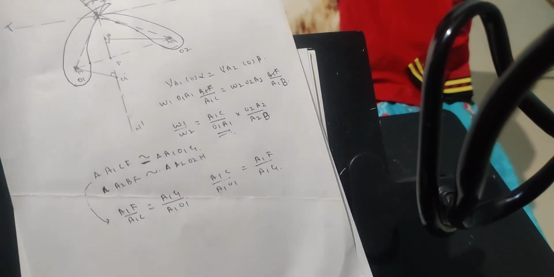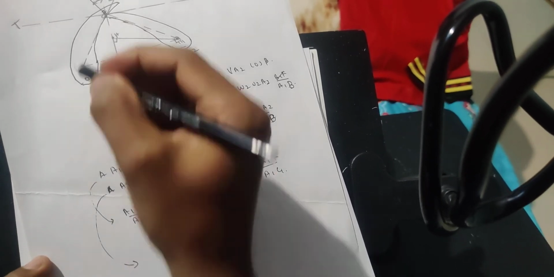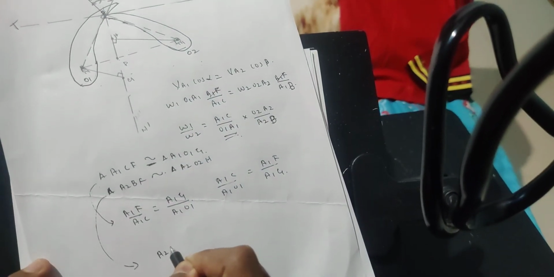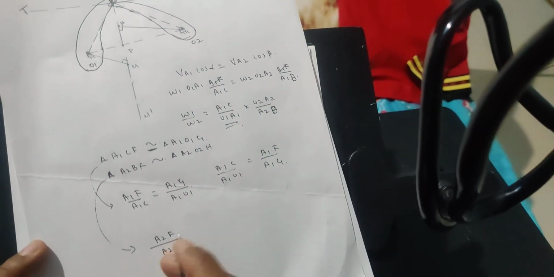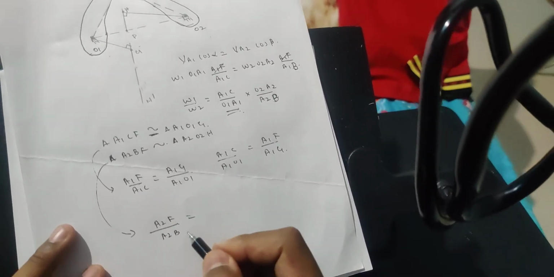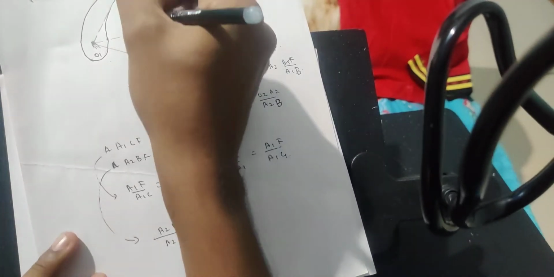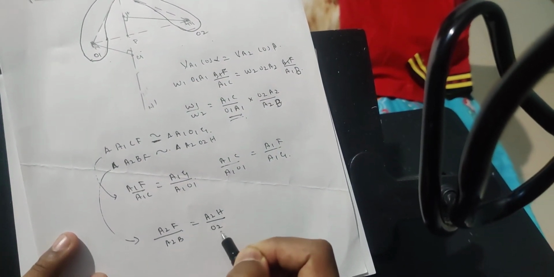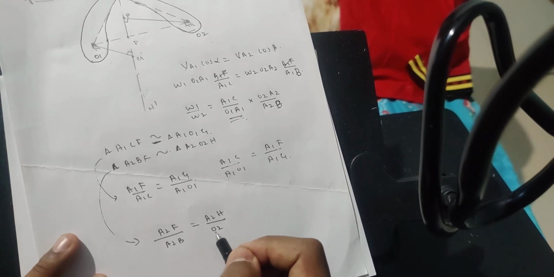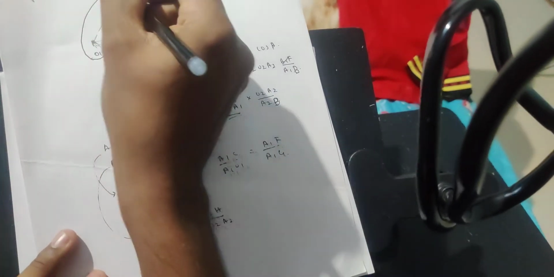So similarly, if I take this triangle and do the same thing, A2F upon A2B should be equal to the same thing you have to apply here. It will be A2H, this is the base, and this will be the hypotenuse. It will be O2 A2. So this will be O2 A2.